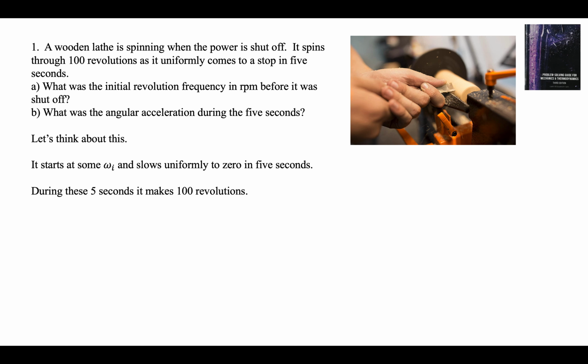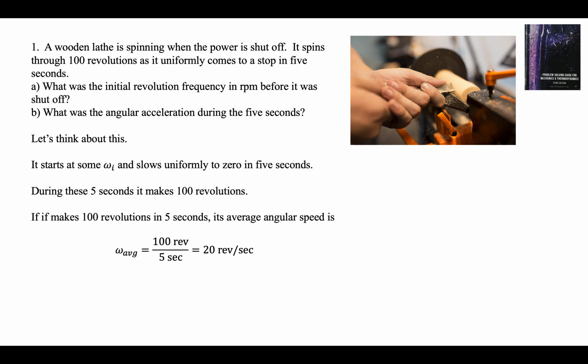During the 5 seconds, it makes 100 revolutions. What can we do with that? Okay, it looks like the average angular speed has to be 20 revolutions per second. It goes 100 revolutions in 5 seconds. The average has to be 20 revolutions per second.